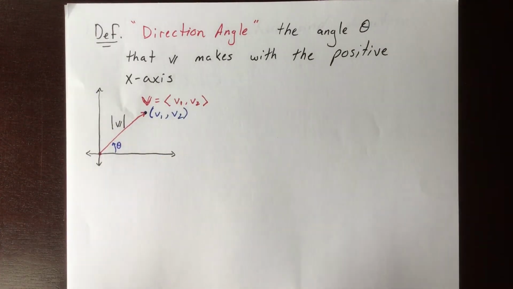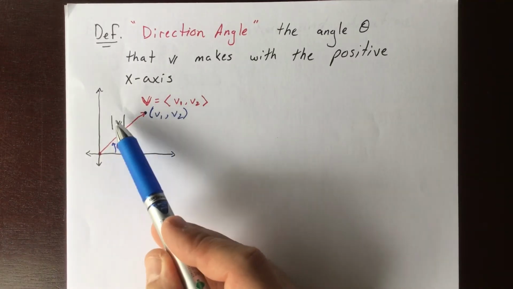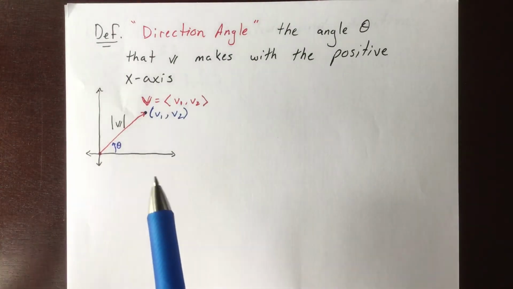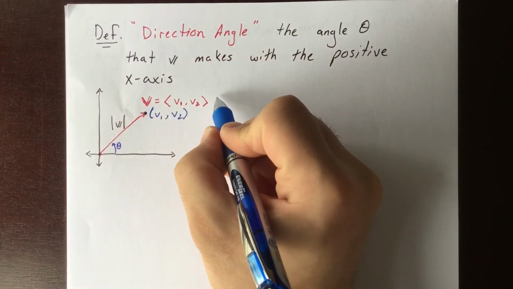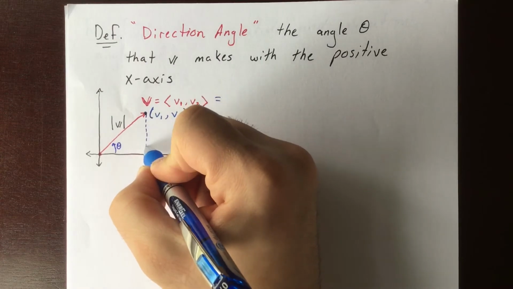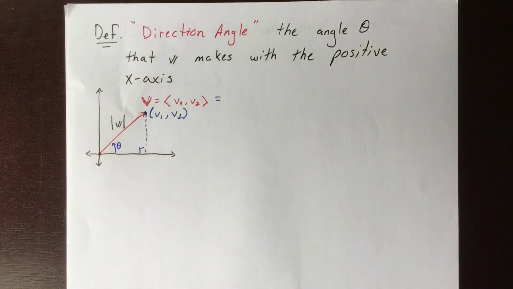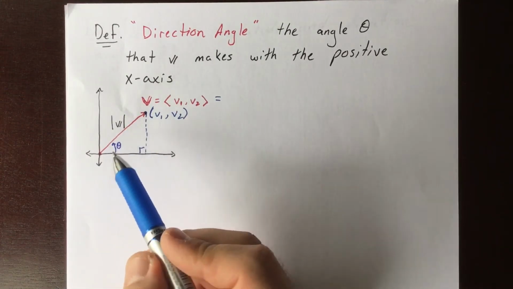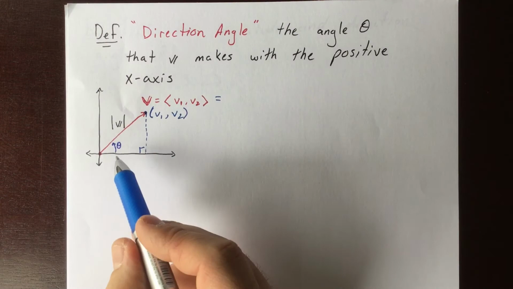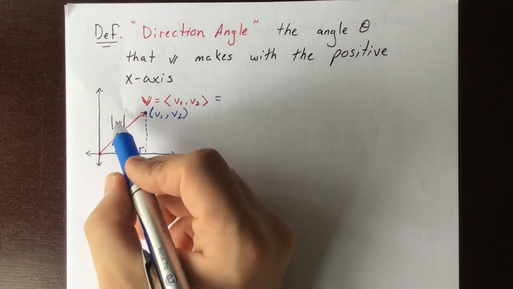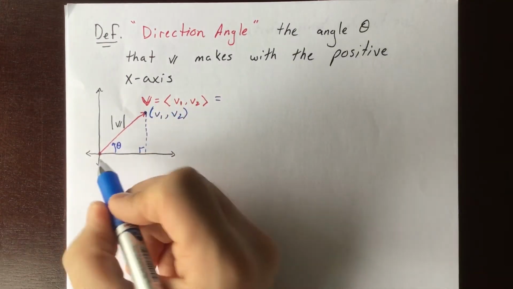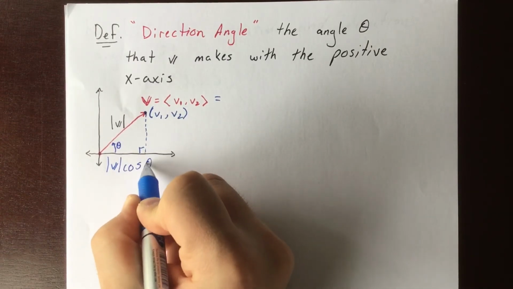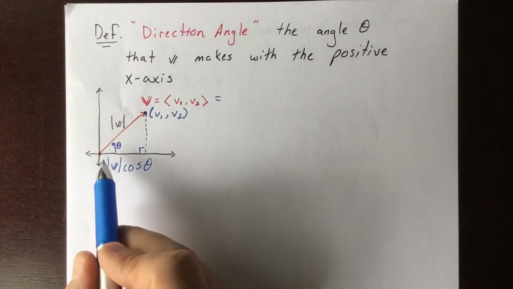Now, breaking this down into components, I have written here that the length is the magnitude of the vector. We don't know what the vector is. So, I imagine I drop a vertical line down. The horizontal piece of this right triangle, using trigonometry, is going to be the length of the hypotenuse, which we know is just the magnitude, multiplied by cosine of the angle. That's the horizontal piece.